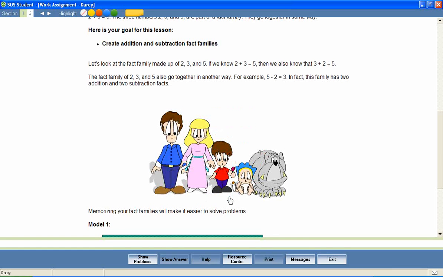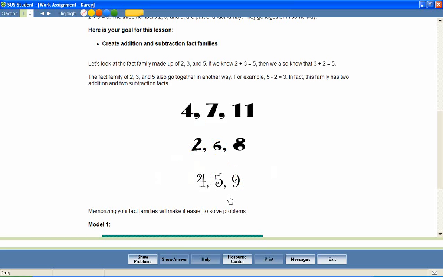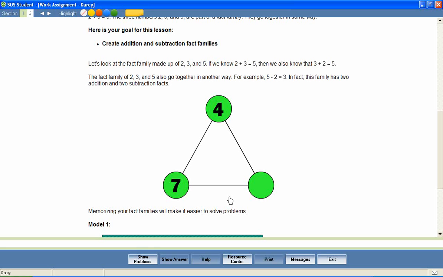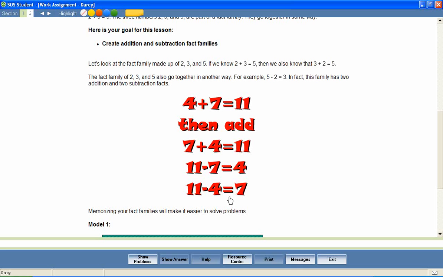I'm sure you're part of a family, but did you know that there are families in math? With any 3 numbers, if we know one fact, then we really know 4 facts. Those 4 facts together make up a fact family. Let's start with the numbers 4, 7, and 11. You know that 4 plus 7 equals 11, but if you know that one fact, you also know that 7 plus 4 equals 11. 11 minus 7 equals 4. And you also know that 11 minus 4 equals 7. See, you start with 3 numbers. If you know one fact, it means you really know 4 facts. That's a fact family.